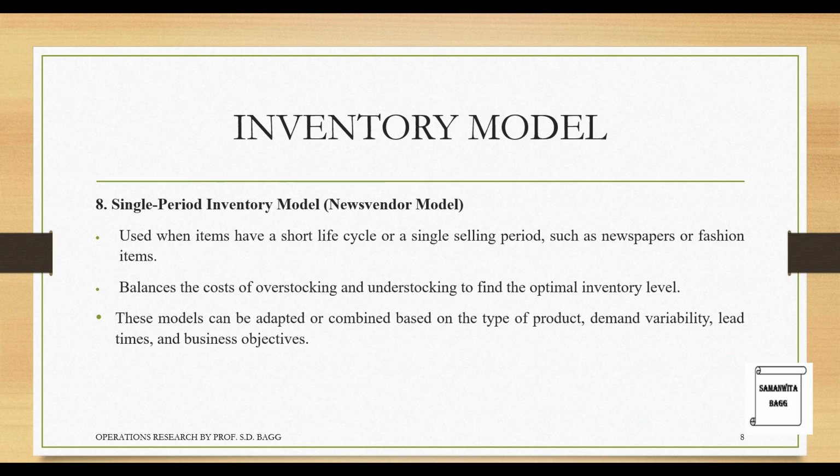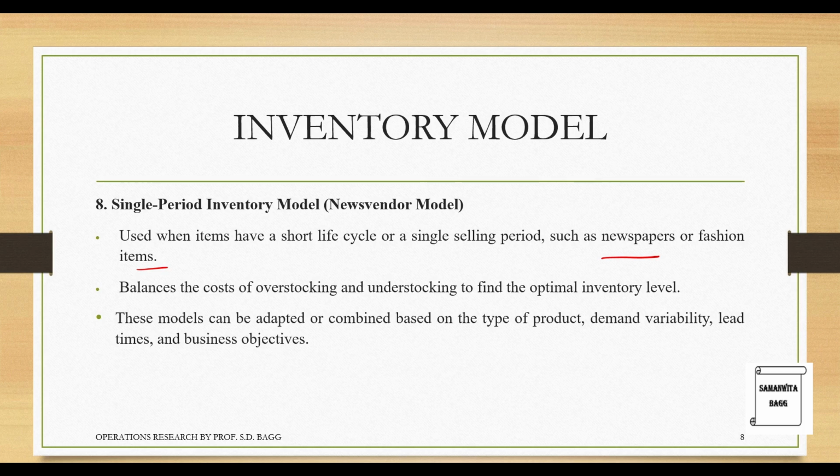The last one is single period inventory model. This is also called as news vendor model. It is used when items have a short life cycle or a single selling period, such as newspapers or fashion items. So this is an example of this type of inventory model. It balances the cost of overstocking and understocking to find the optimal inventory level.